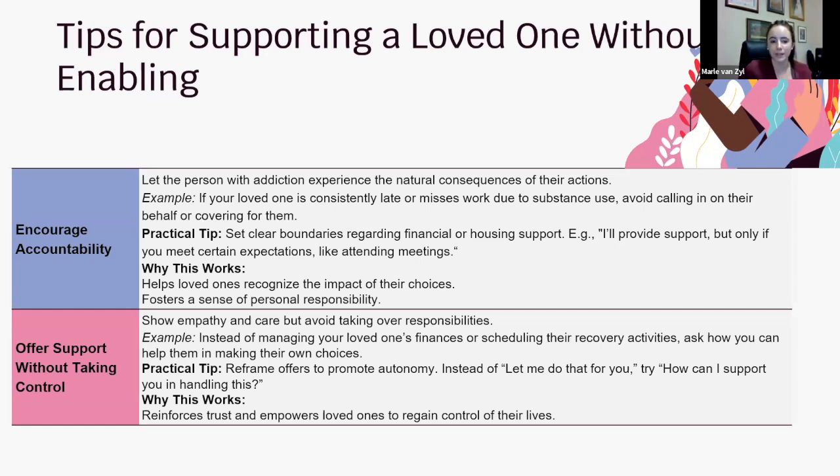I think this is something that often happens, or what I've seen before is the loved one would call in and say, PT is sick today.